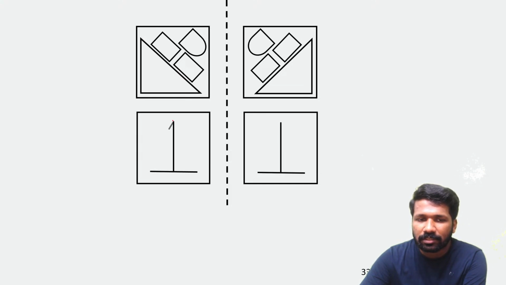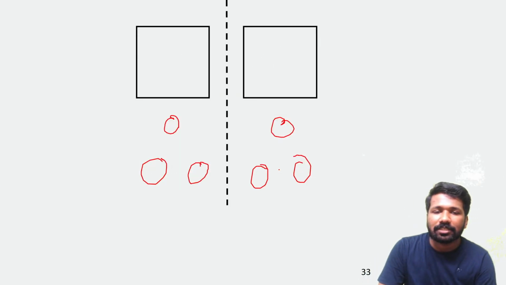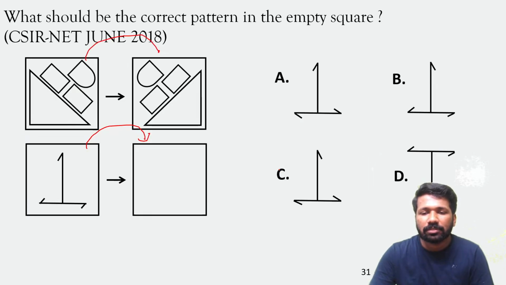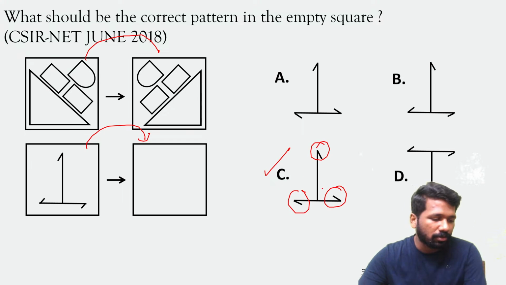Similarly, the third figure is this. This mirror image should be like this now. And this mirror image should be like this, and this mirror image should be like this. So all the three are satisfied in option C. So option C will be the correct answer. Hope all of you understood this. Option C will be the correct answer. This and this you have to check.